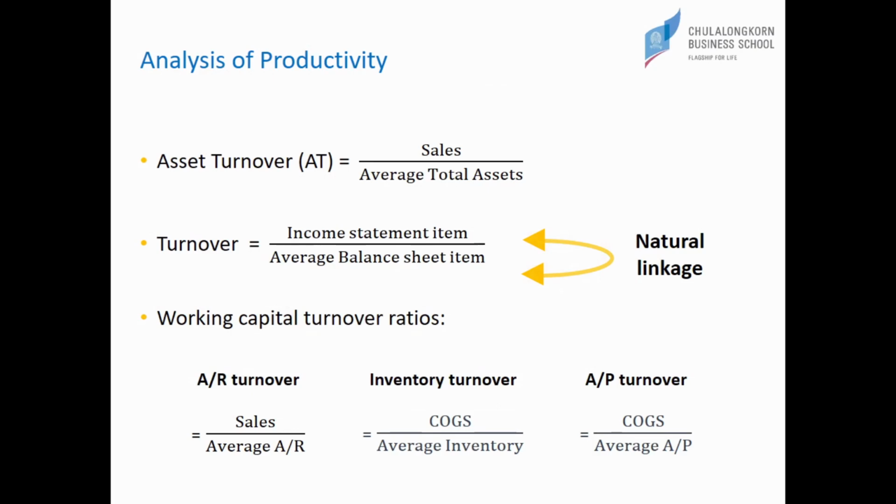So this is what I meant by the natural linkage. Okay? So sales is used because accounts receivable is reported on the balance sheet at its selling price, correct? For the other two, it's reported at cost. So it's naturally very closely linked together. So as long as there's some natural linkage, this turnover ratio will make sense, okay? As long as there's natural linkage.